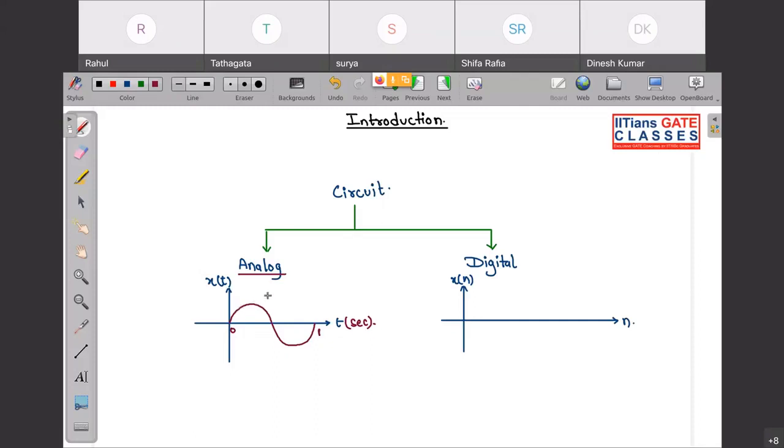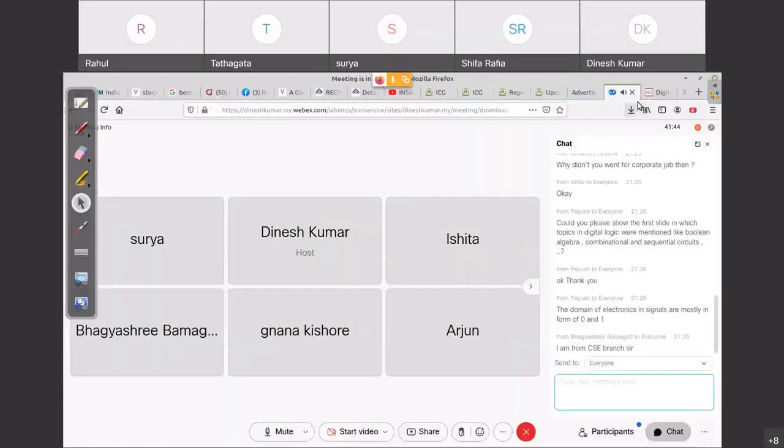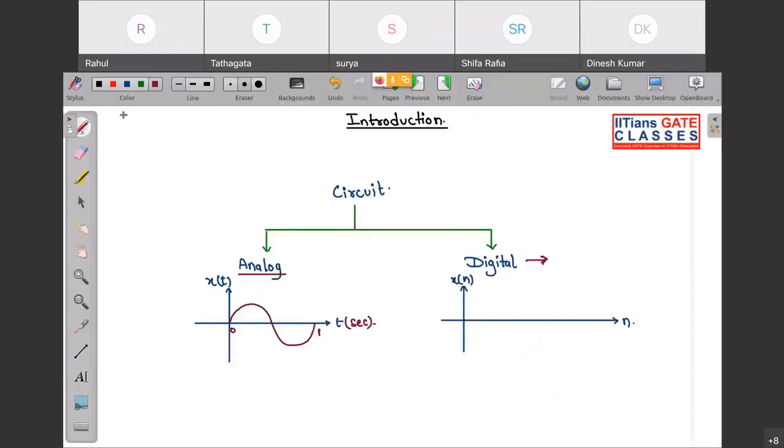But in a digital circuit, what happens? First of all, can anyone tell me what is a digital circuit? Don't tell me that it is 0 and 1. I am from CSE branch, sir. Okay, CSE branch, that is okay. So for computers, I will say it also. But don't say 0 and 1. I need a proper definition, a proper perspective of what you understand by digital signals or digital circuits.